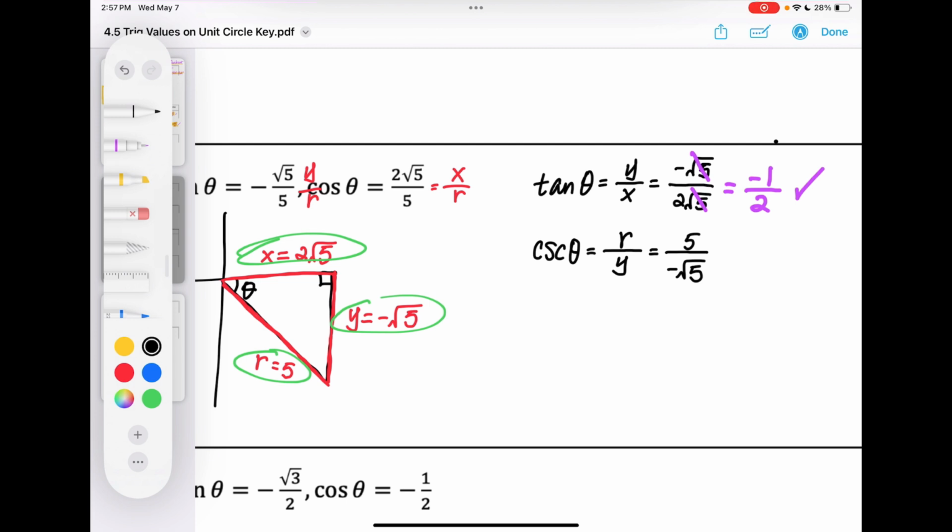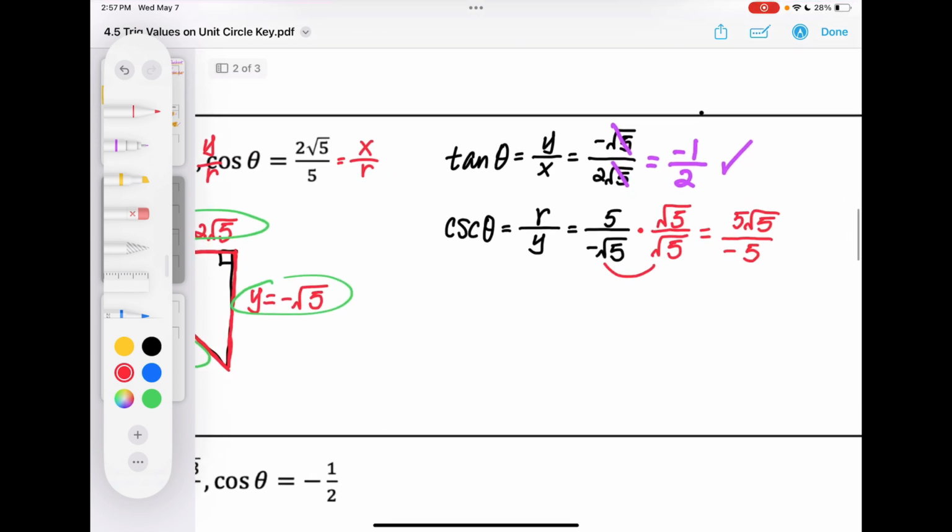We say this is correct, but not perfect. I need to rationalize the denominator by multiplying by square root 5 over square root 5. Now in class, we mentioned one at a time. 5 times square root 5, just 5 times square root 5. What else do you see in my denominator? Square root 5 times square root 5 becomes 5. So I have a negative 5.